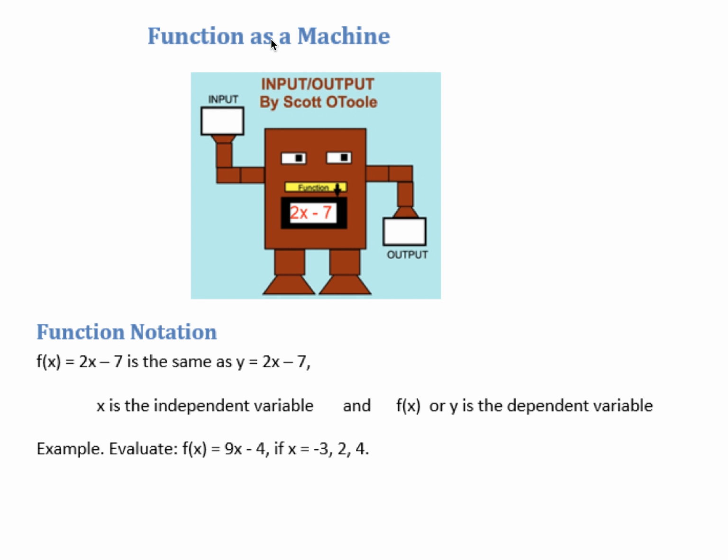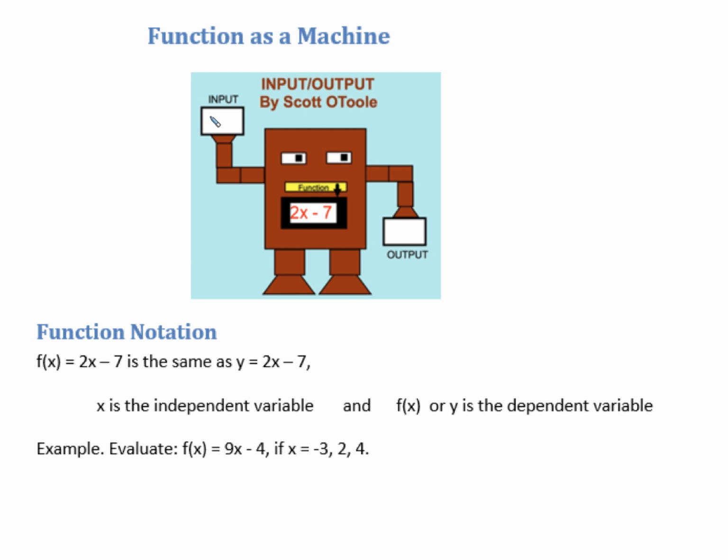Here's a little machine. We can think of a function as a machine. You put something into the function, this machine does something to it, it performs a function, and then it gives you an output. So for example, we could take the number 8. That goes into the machine. Well, when you put something in, it multiplies it by 2, which would be 16, and then subtracts 7, which would be 9. So you put 8 in, you get 9 out.